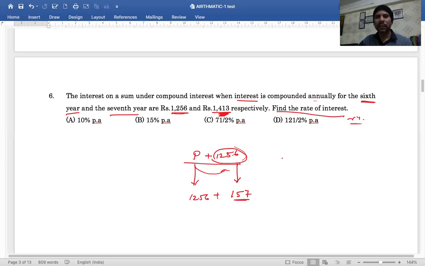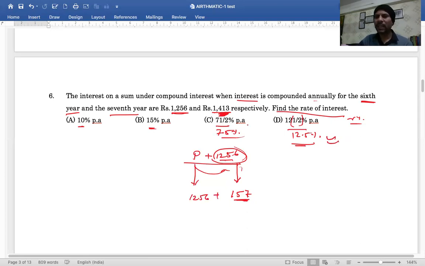Is that clear? Our answer should be close to, clearly we can see 10% is 125 and 12% should be 150. So the answer should be close to 12, and we have options 10%, 15%. This is 7.5%, and this is 12.5%. It's 12 whole 1 by 2. So the answer should be 12.5%.